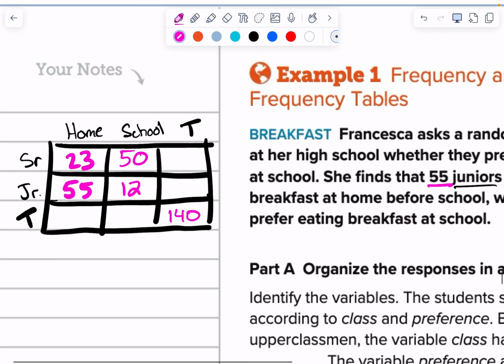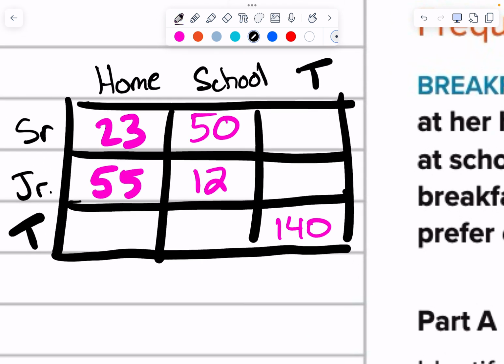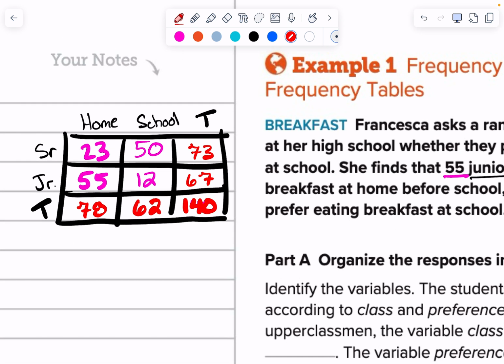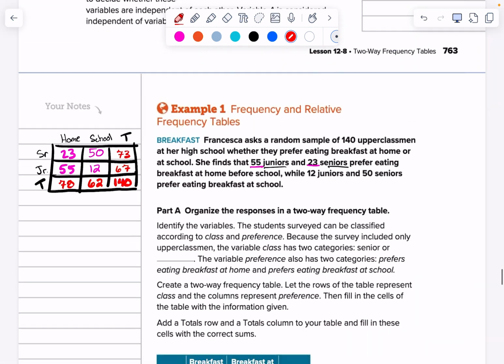So now we can figure out our totals. What's our total number of seniors in that class? 73. Total juniors? 67. Total number of people that prefer at home? 78. Prefer at school? 62. And those should add up to be 140. Out of these, the pink ones are called joint frequencies. The red ones are called marginal frequencies. They are in the margin. Got it? So we have our frequency table.